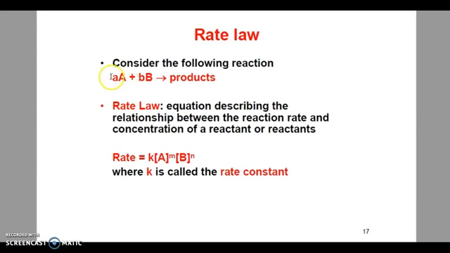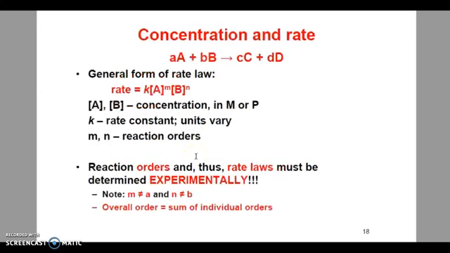Then rate law. Let us consider the following reaction. A moles of A reacts with B moles of B, which gives product. Rate law is the equation describing the relationship between the reaction rate and concentration of a reactant or reactants. Rate is equal to K A to the power m B to the power n, where K is called the rate constant.